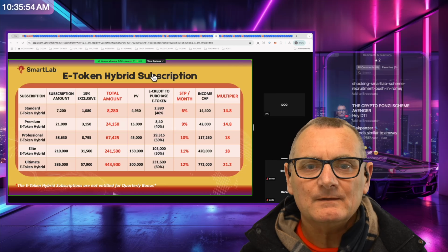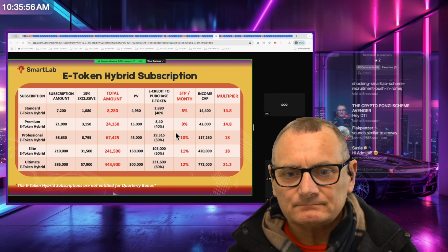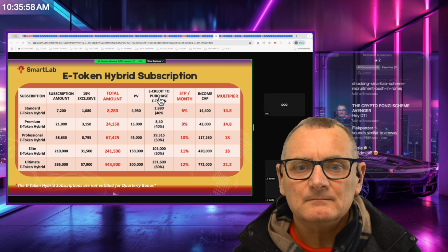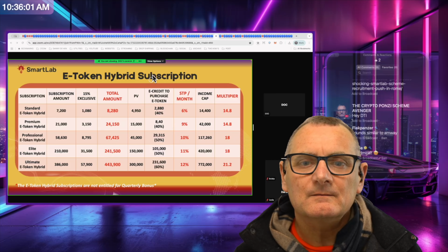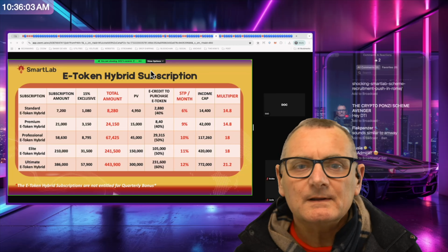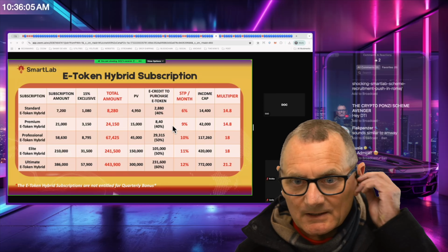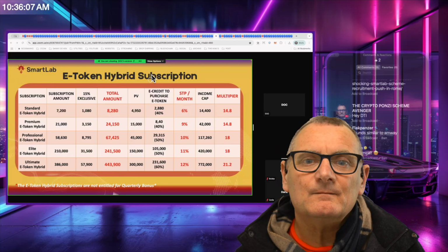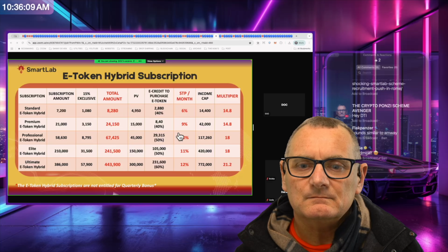They are the standard, the premium, the professional, the elite, and the ultimate. The standard is $82.80. The premium is $24,150. The professional is $67,425. Yeah, we're trying to get out of here. The elite is $241,500, and the ultimate is $443,900.